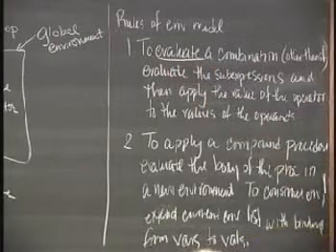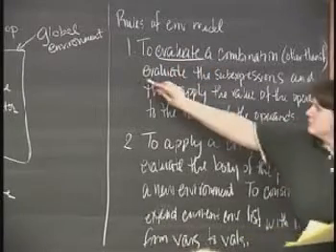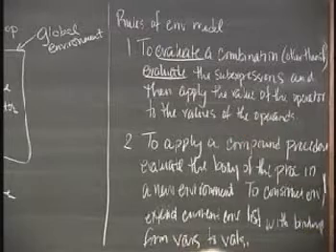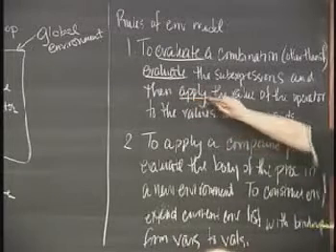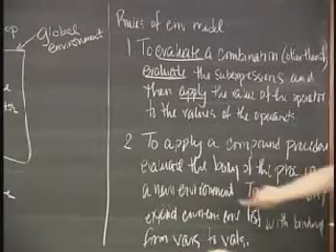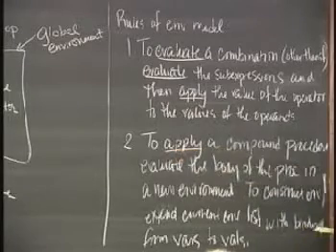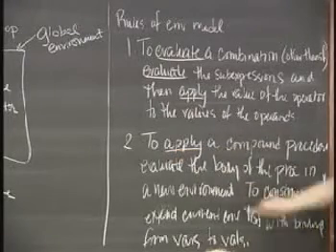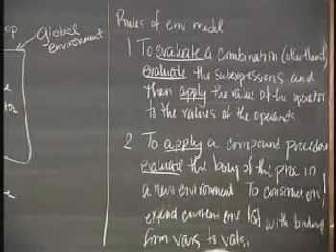To evaluate a combination, we evaluate the subexpressions and then apply the value of the operator to the value of the operands. To apply a compound procedure, we evaluate the body.